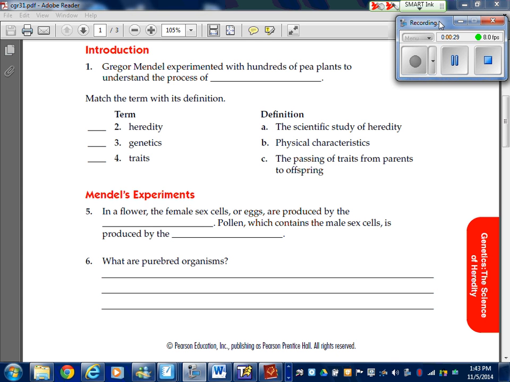Gregor Mendel experimented with hundreds of pea plants to understand the process of, what's the answer? Heredity. Guys, let's go through this quickly, okay? Match the term with its definition. Heredity is the passing of traits from parents to offspring. Genetics is the scientific study, and traits are physical characteristics.